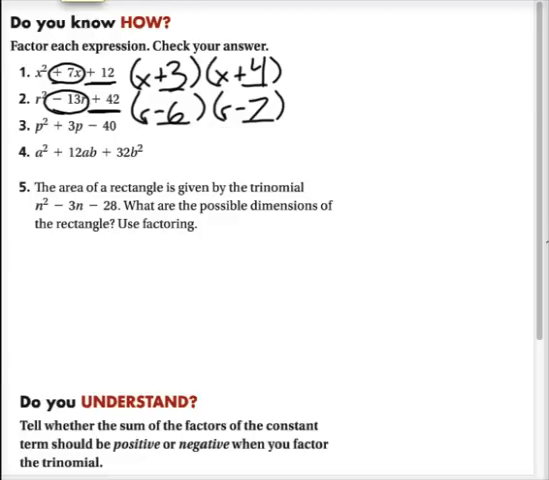So p squared plus 3p minus 40. Now, the first thing I'm going to hone in on is that minus 40. What that minus 40 is telling me is I need two numbers that multiply to that. Well, to have two numbers that multiply to a negative number, that means I'm going to have a positive and a negative. So I can already tell you that much about this problem. So I'm going to begin breaking it down now.